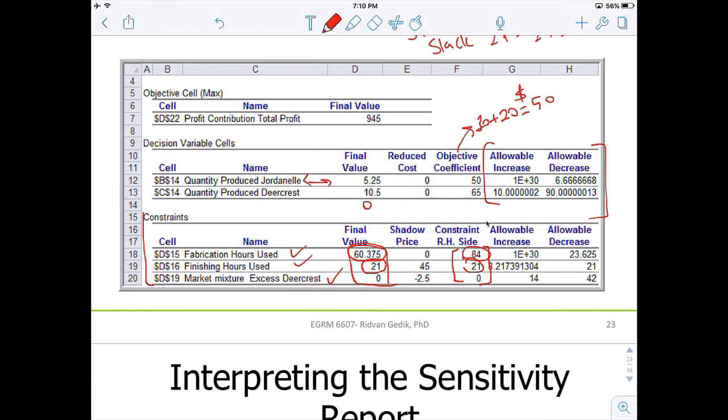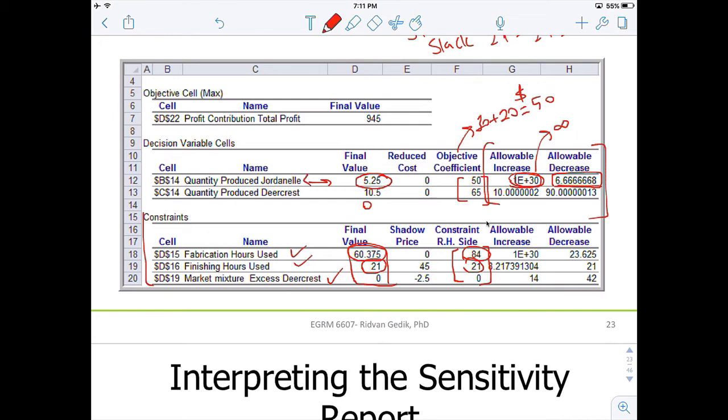Okay, for Jordan, this is practically infinity, right? It's practically infinity, positive infinity. It says the allowable increase is infinity and allowable decrease is 6.666. So based on the definition, we can say that the objective function coefficient can be increased all the way up to infinity, and it can be decreased by only 6.6. If the objective function coefficient is still in this range, then this final value of this product is not going to change.